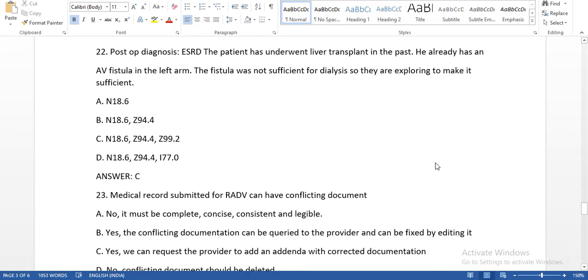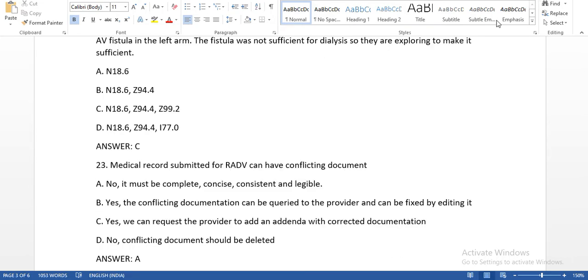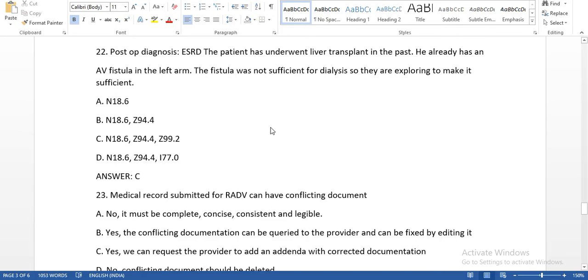Question number 22. Post-op diagnosis is end-stage renal disease. The patient has undergone a liver transplant in the past. He already has an AV fistula in the left arm. The fistula was not sufficient for dialysis, so they are exploring to make it sufficient. What is the code we can use? Here in this question also there is nothing critical. So first our answer is C.